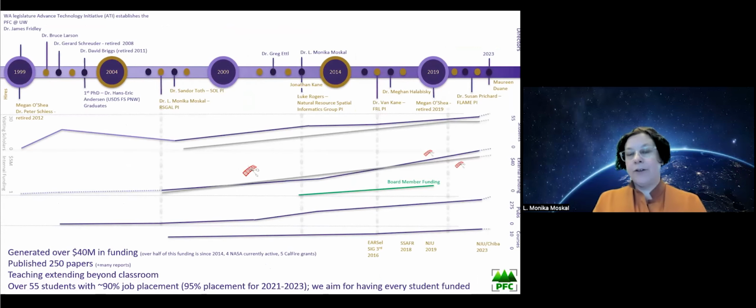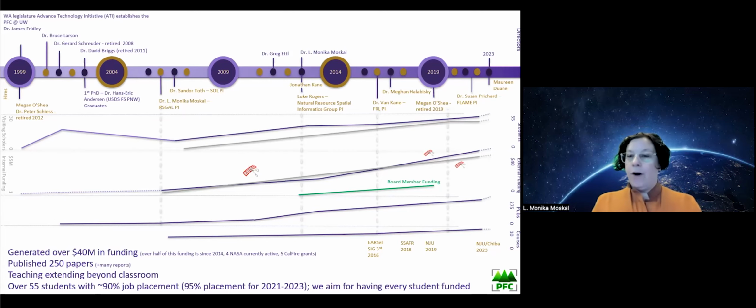I took on the directorship of the Precision Forestry Co-op, or PFC, in 2013. And since then, we've had quite a bit of growth. So some of the labs that you see joined shortly thereafter me becoming the director of the PFC. And we've been able to broaden and increase the funding that we have. Right now, we've generated over $40 million of funding, published 200 plus papers, and extended our teaching beyond just the classroom by doing even workshops or outreach like this.